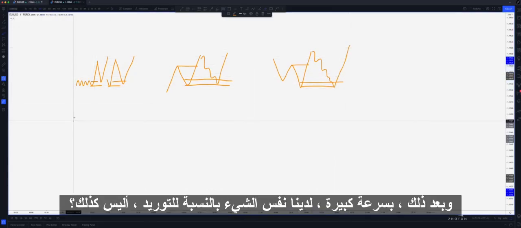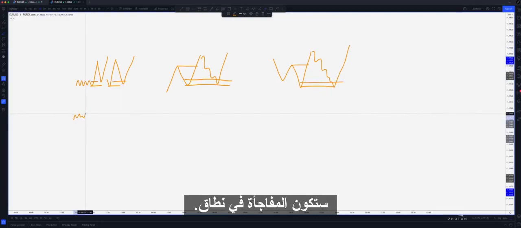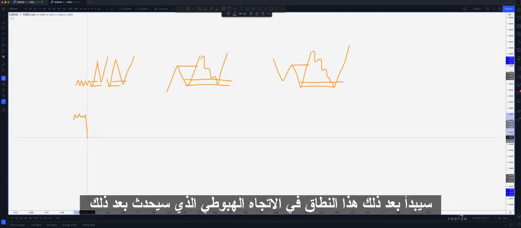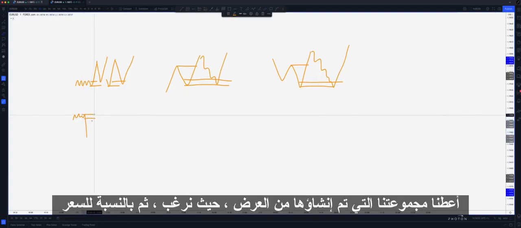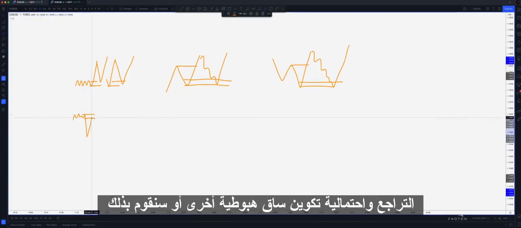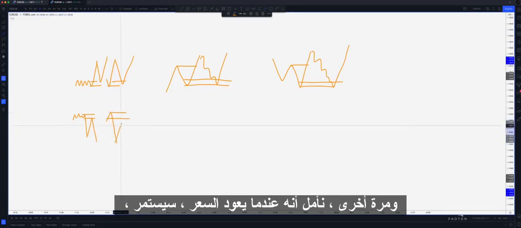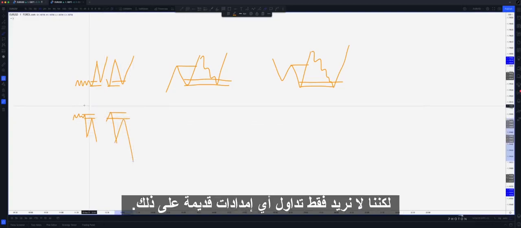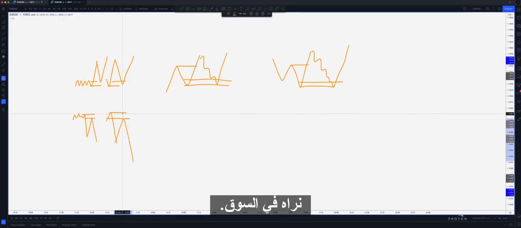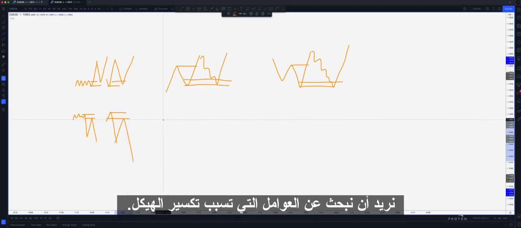And then very quickly, we have the same for supply, right? So price would be in a range. It would then initiate out of that range to the downside. That would give us our range created supply, where we would look for price to pull back and potentially make another bearish leg, or we would have the buy before the sell, right? Pivot created supply. And again, we would hope that when price returns to it, it will continue, but we don't just want to trade any old supply zone that we see in the market. We want to look for ones that cause breaks of structure.